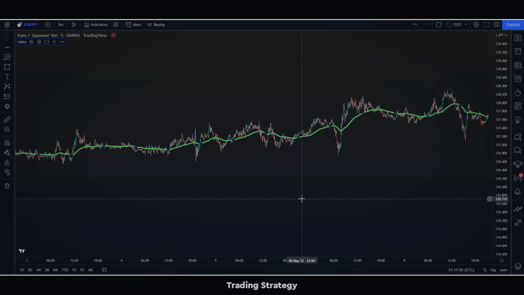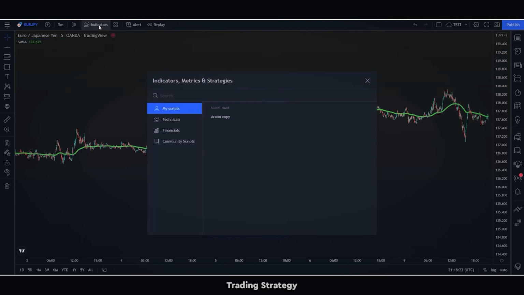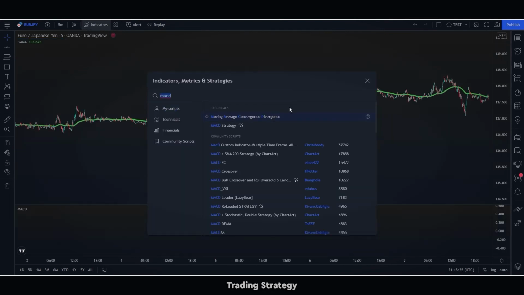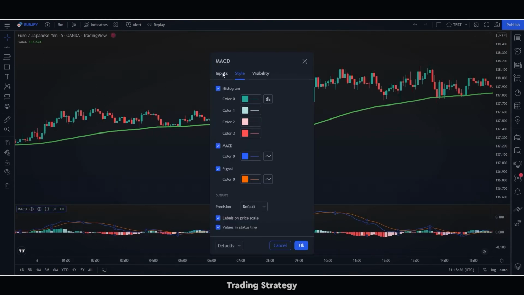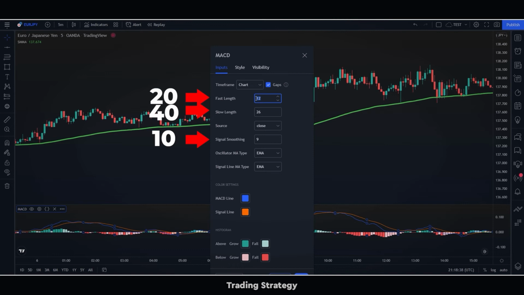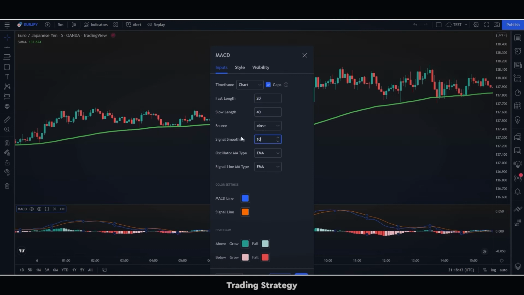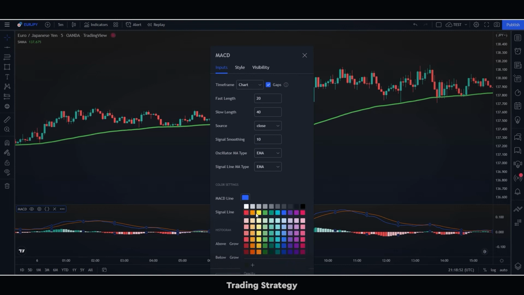The next thing we will have to select will be the MACD indicator. We will change the parameters to 20, 40, 10. We will change the color of the signal line to yellow. And in addition, we will deactivate the blue line.